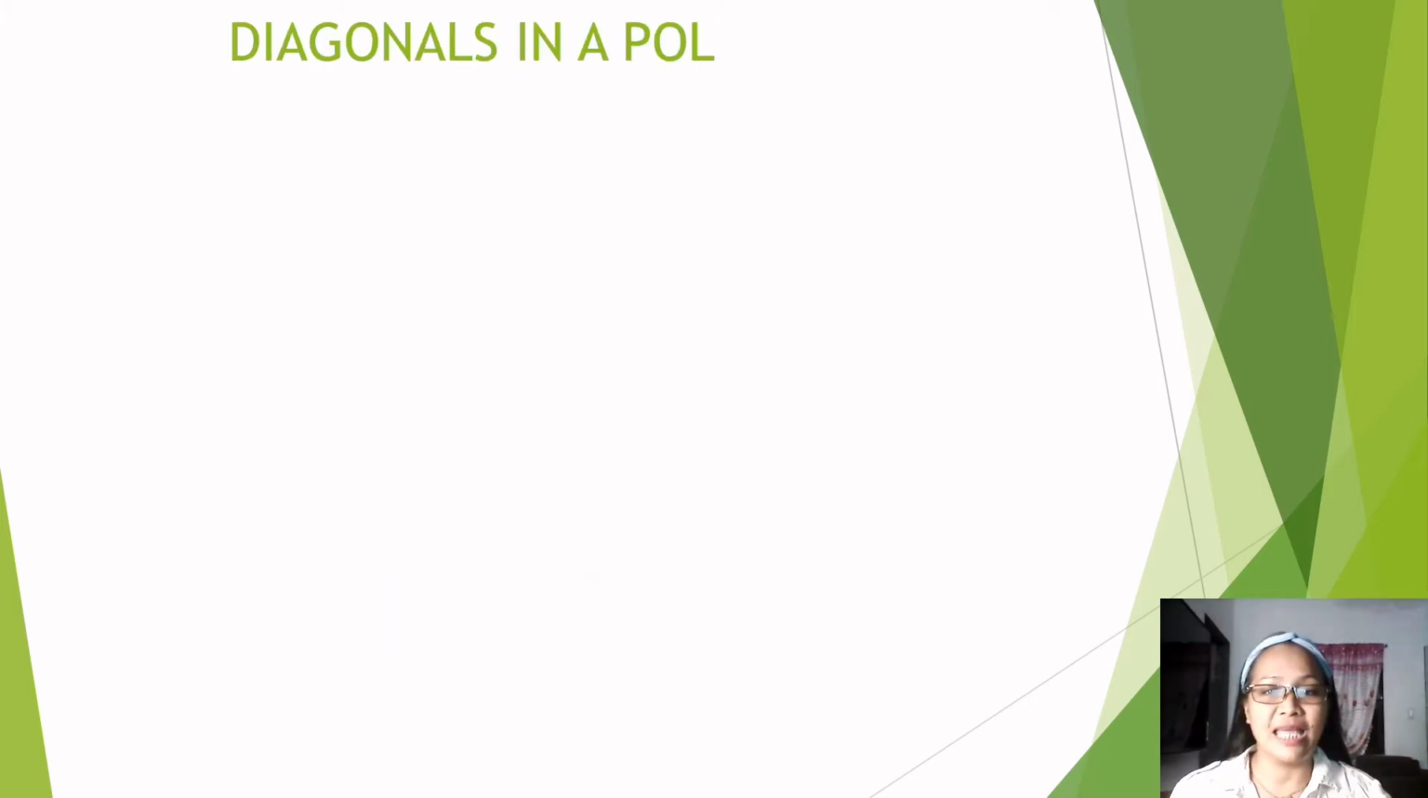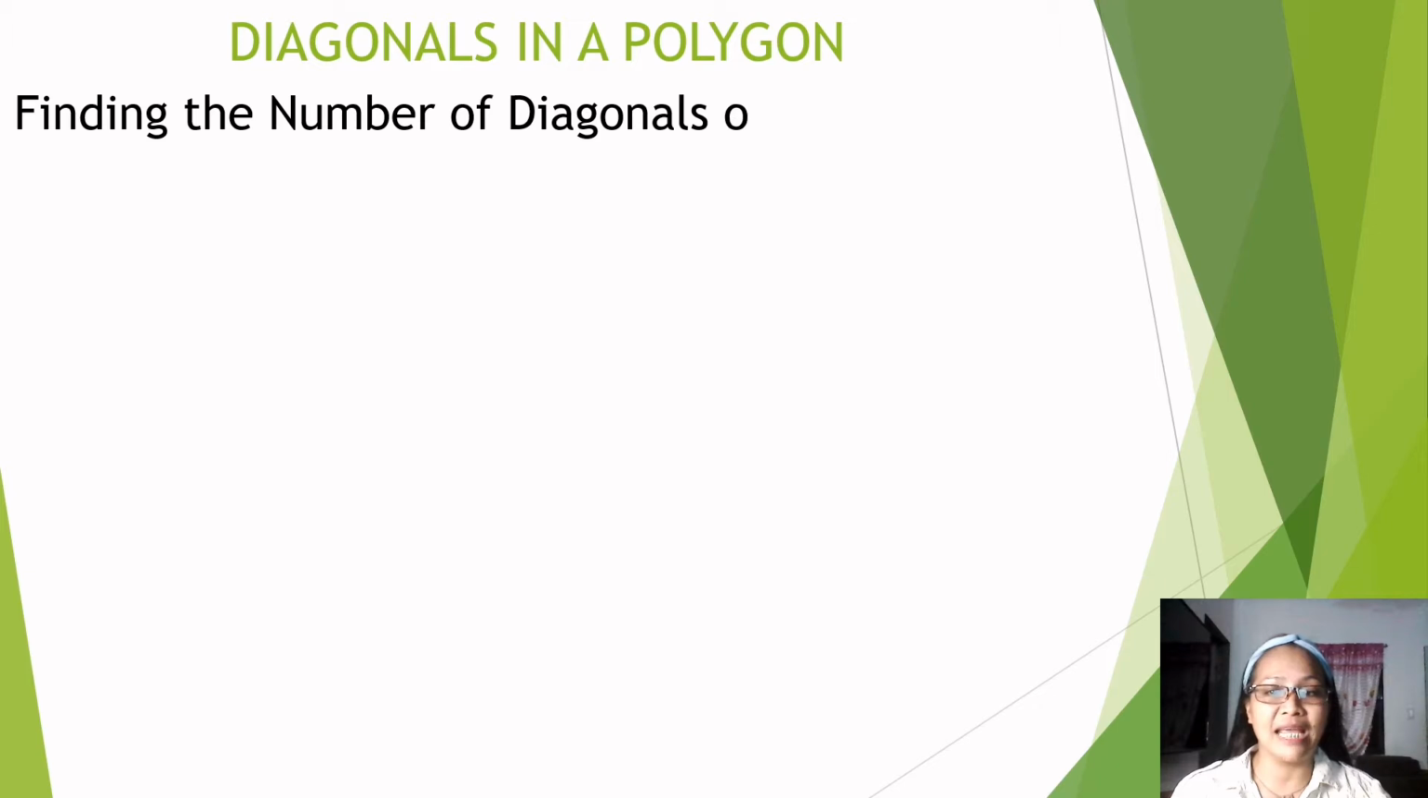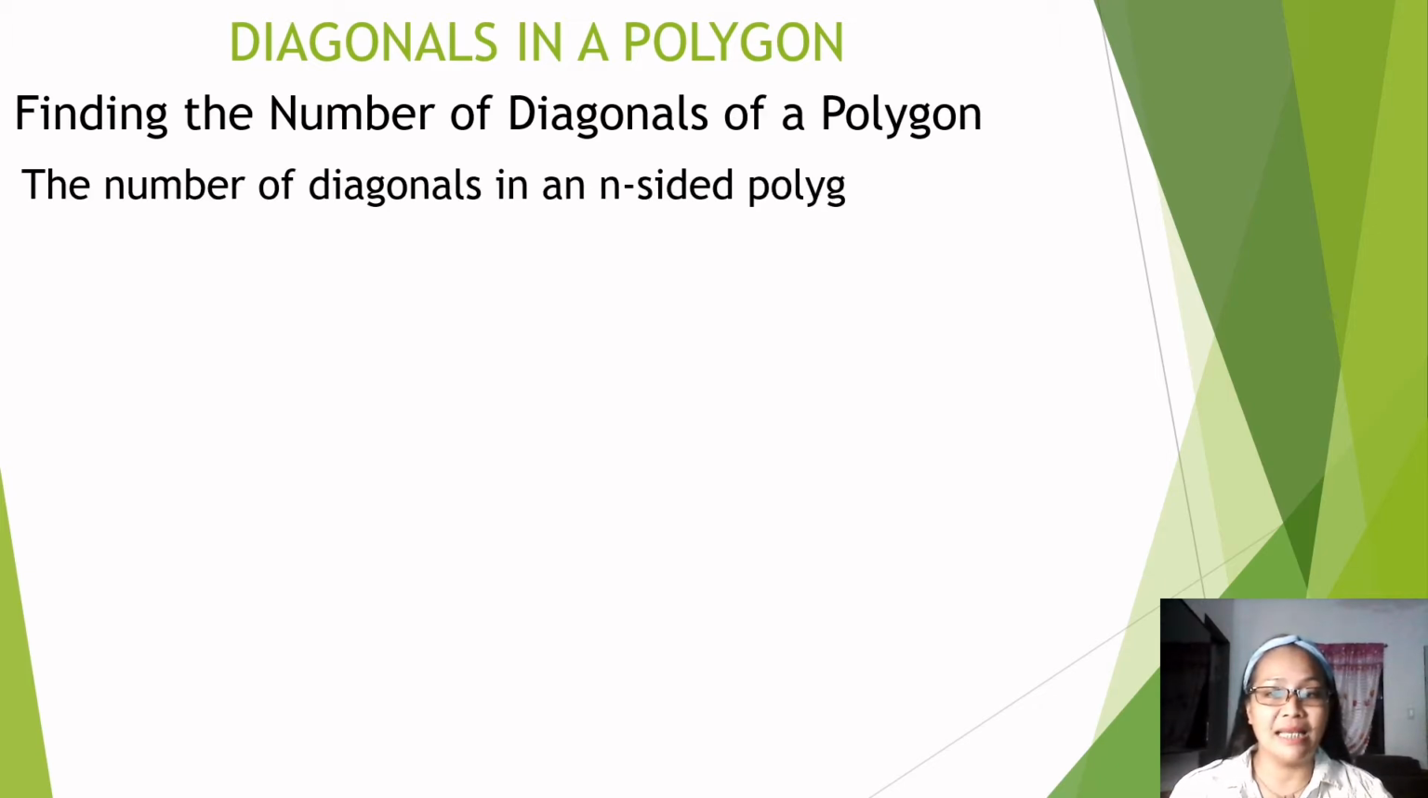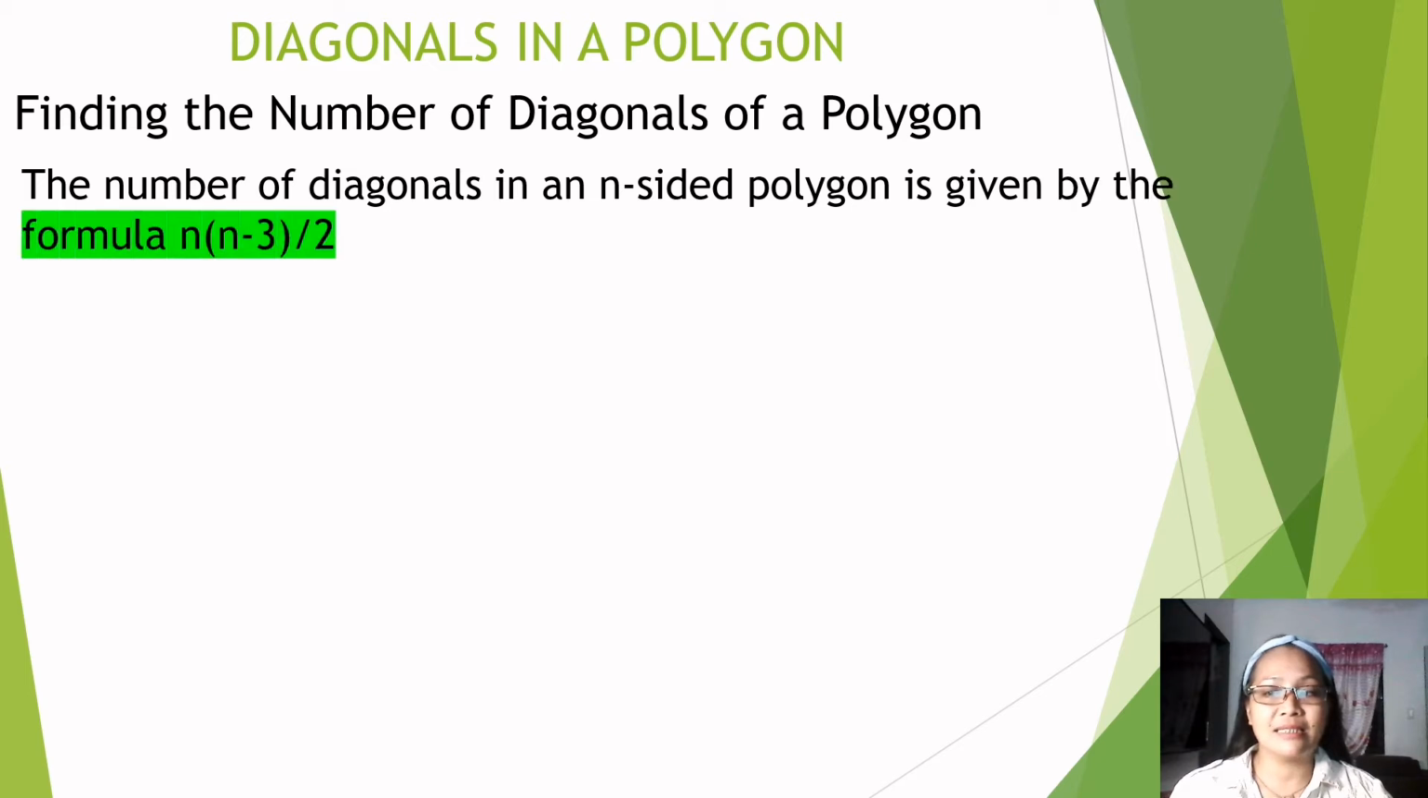Our lesson for today is about diagonals in a polygon. So, how do we find the number of diagonals of a polygon? The number of diagonals in an n-sided polygon is given by the formula n times (n minus 3) divided by 2, wherein n is the number of sides.